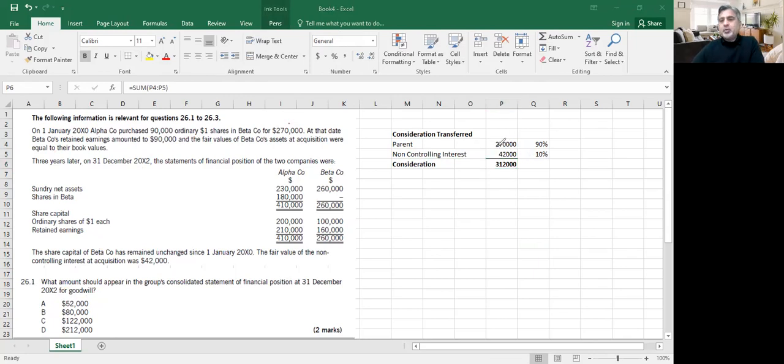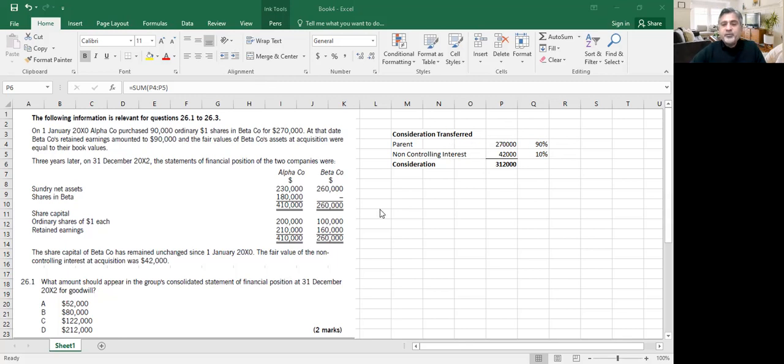Now, it might come to your mind that if 42,000 is 10%, then how come 270,000 is 90%? For 90%, this number should have been much bigger. Ignore this, because they have got their own deal, you have got your own deal. The parent has purchased under some conditions, and the non-controlling interest is under different conditions. So you can never anticipate that if 10% is 42, then 90% should be 400K or something. Don't do that. So this is step number one.